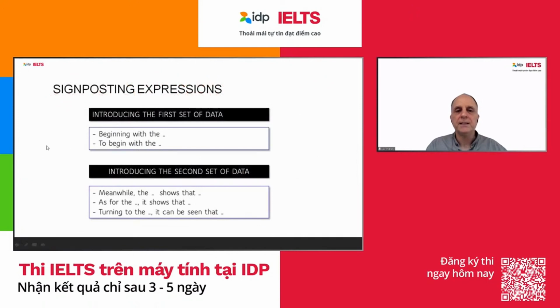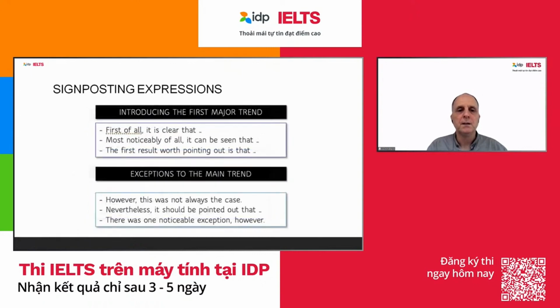Some of the phrases: introducing the set data, beginning with, introducing the second, meanwhile. Make sure that each paragraph is very clear to read. Remember, leave a gap between the paragraphs. It's a lot easier and clearer for the examiner to mark. So, introduce the first trends and some of the exceptions for that as well.